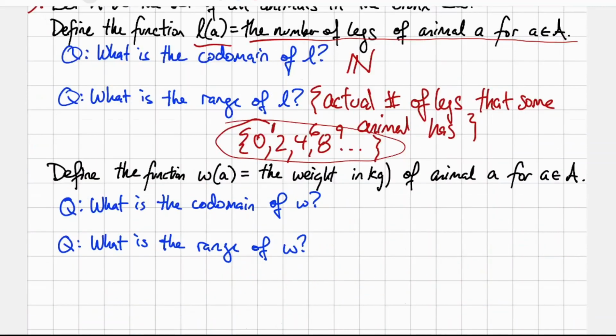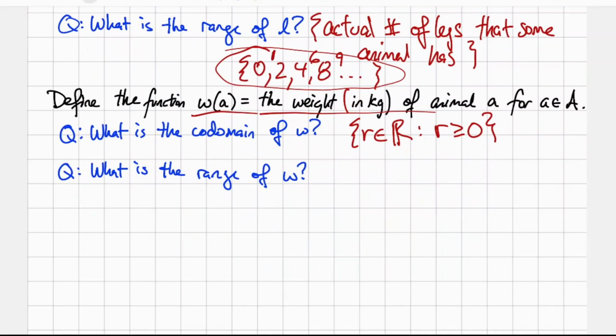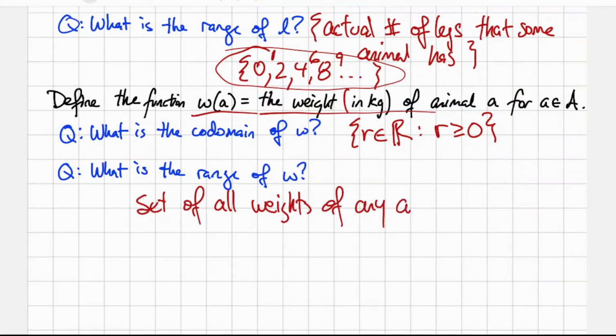Let's stay with the animals in the Bronx Zoo, but this time we'll define a function that's the weight in kilograms for each animal in the Bronx Zoo. The codomain is going to be real numbers that are at least 0. And then, well, the range of W is equal to the set of all weights of any animal at the zoo.